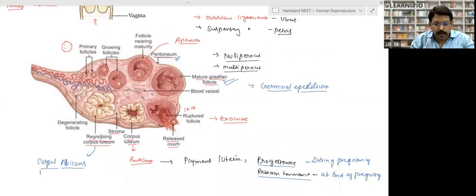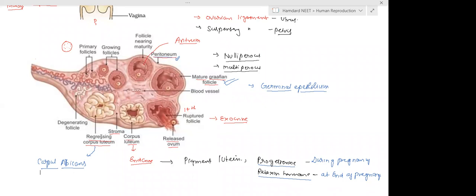So do you used to write down the notes or not? Yes, sir, we used to write it along with that also.